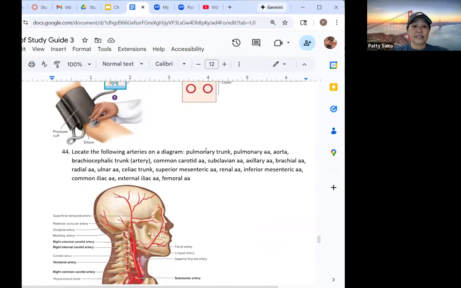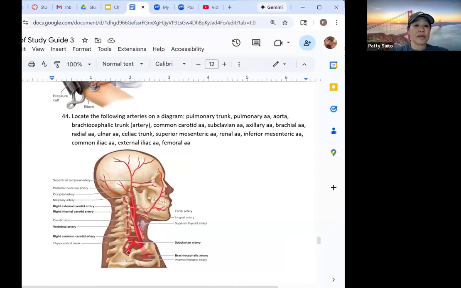All right. So let's go back to our list. We'll start with the pulmonary trunk. We've already done that, right? The pulmonary trunk, you look at two words. Pulmonary means lungs, breathing, right? Trunk means it's going to branch.